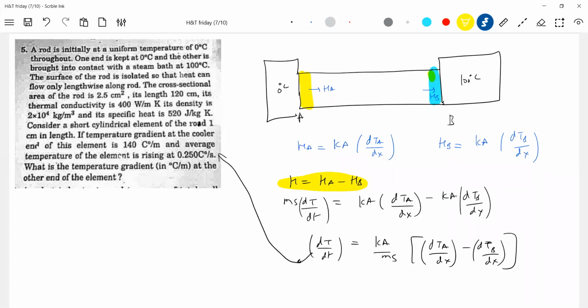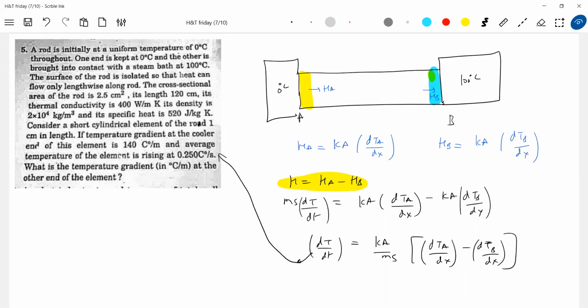Is it fully lagged? What do you mean by lagged? Is it at steady state? The rod is not at steady state. Usually we discuss problems after reaching steady state; we used to solve those. So here what will happen? The heat will start flowing. As the heat starts to flow, the different elements will start absorbing heat, and due to that the temperature starts rising.